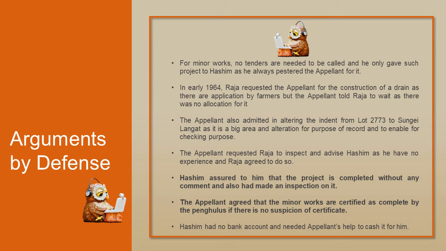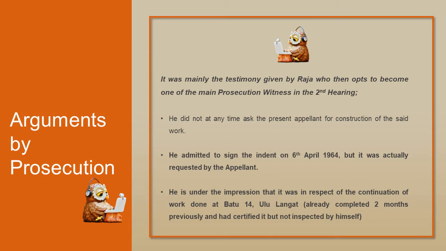Okay, these are the arguments by the defense. From all of this, we can see that the appellant was trying to prove that he had no idea of this corruption, and that it was Hashim or Raja who was behind it. For instance, he stated that he requested Raja to inspect the work of Hashim and Hashim assured him that the project was completed, without any comment. While this is the argument of the prosecution, who mainly rely on the testimony given by Raja, who is also an accused. Raja contended that he only signed the indent as requested by the appellant and under the impression that it was in respect of the continuation of work done for the previous project.